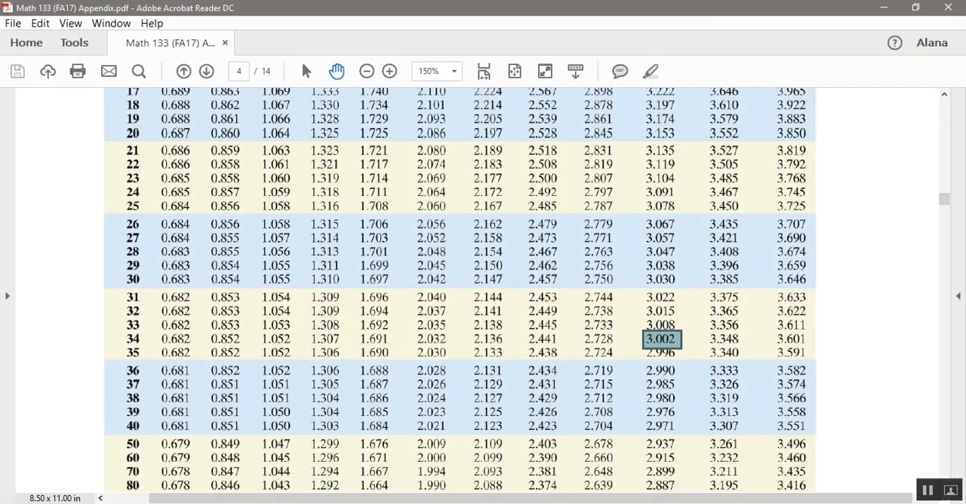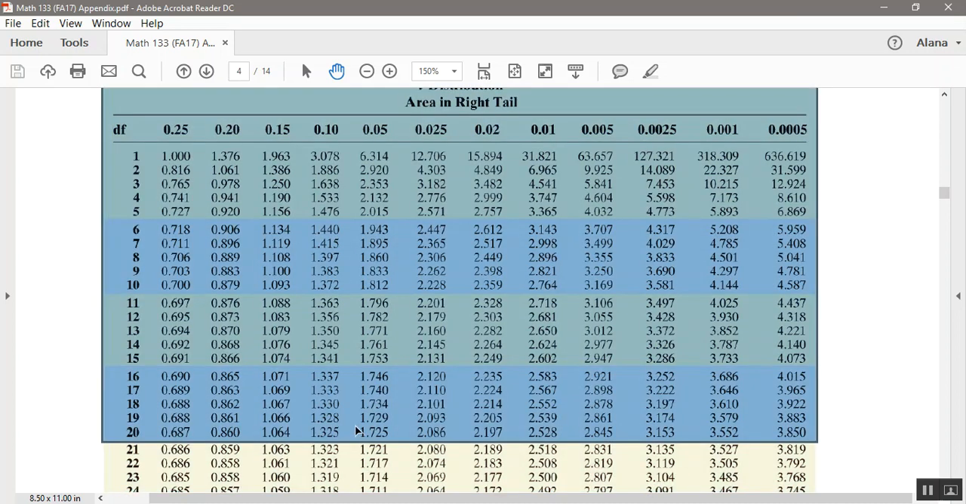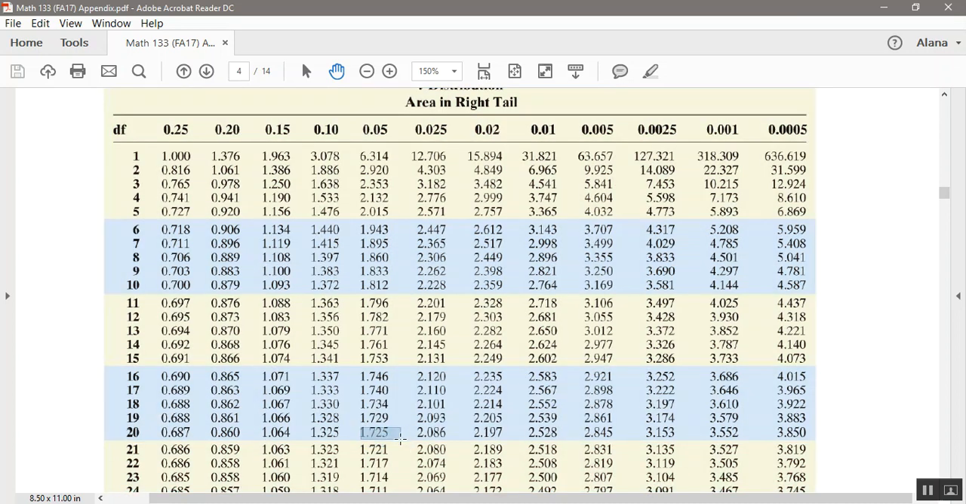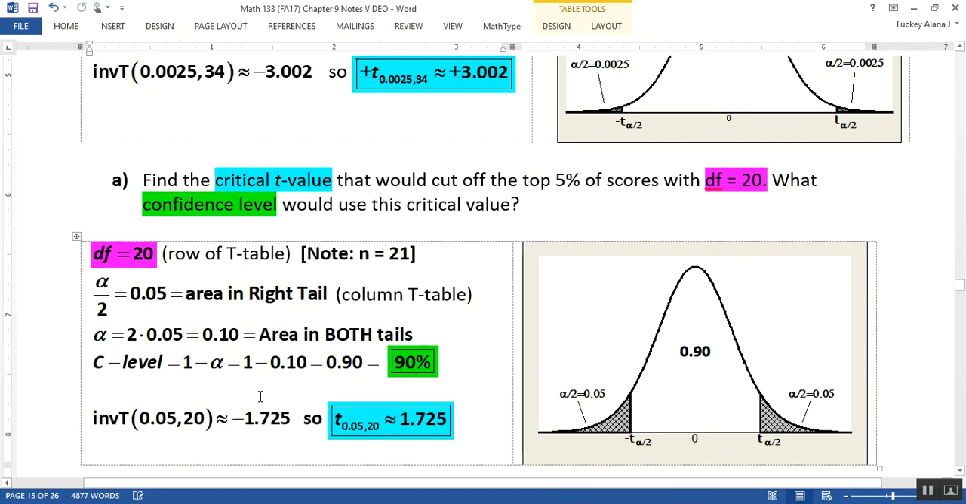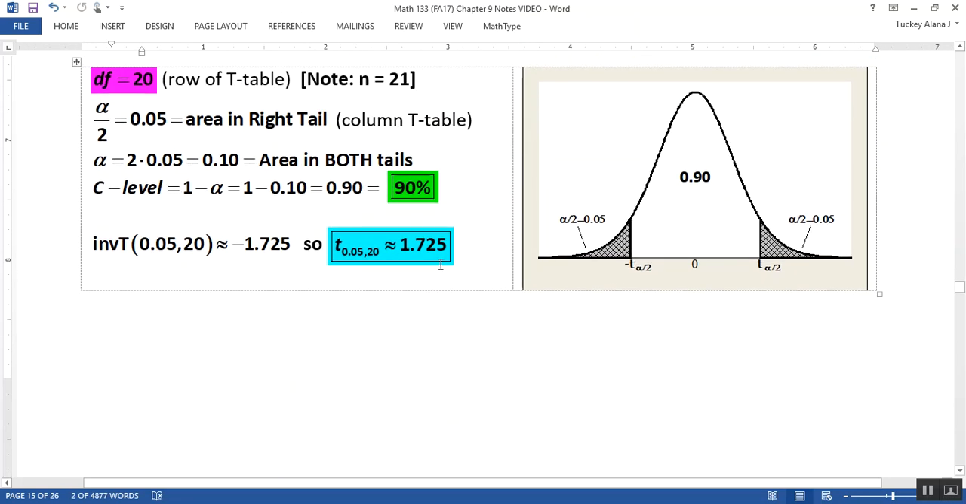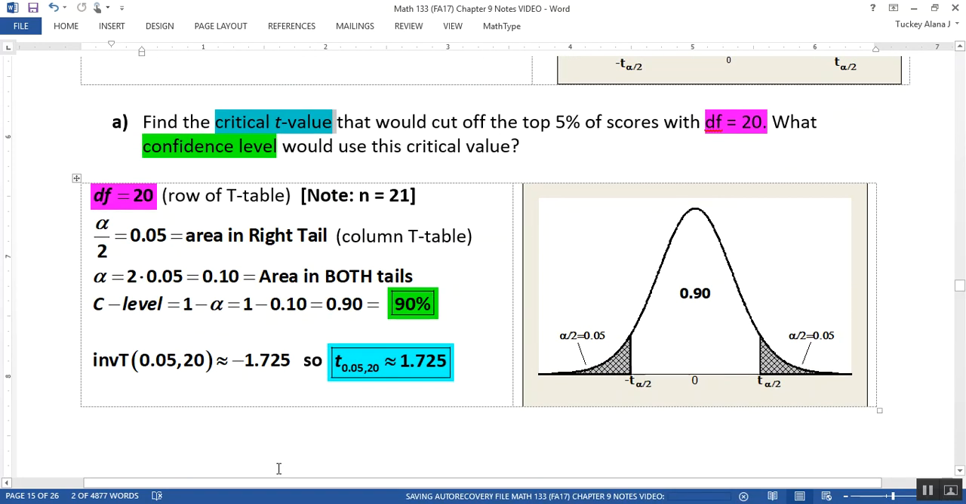Now if I look at the table, I wanted the 0.05 column, but I want the 20 row, which is right here, 1.725. So either way, you're good. And you know that your critical values are 1.725. Now technically this only wanted the positive one. It's the critical t value singular. So it's only the positive side, which is 1.725. If they wanted both of them, then it'd be plus or minus 1.725.